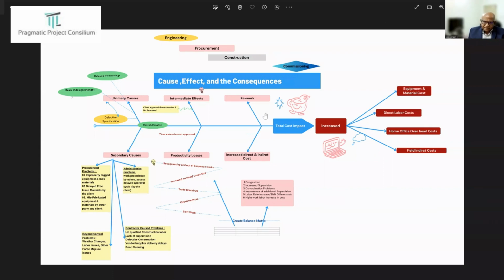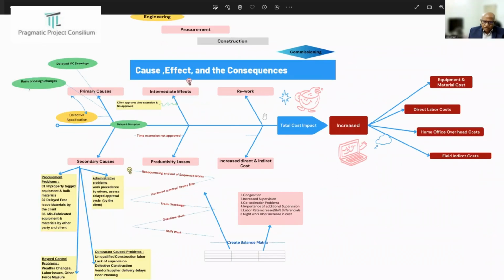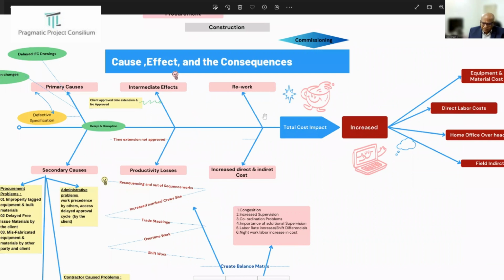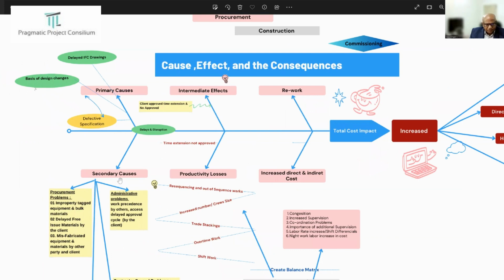Cause and effect matrix. Now we are going to discuss the cause and effect matrix with respect to EPC projects. Proving causation in a cumulative impact claim typically requires a detailed and complete contemporaneous record. The cause and effect linkage in a claim. Here we are going to discuss the primary causes and the secondary causes.